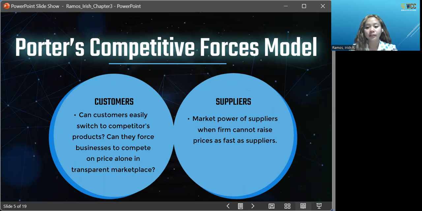Customers' power increases when they have the ability to quickly switch to a competitor's goods and services or pressure a company and its rivals to compete solely on price in a transparent market with little product difference. Lastly is the suppliers. Suppliers' ability to raise prices quickly can have a significant impact on a company's profits. The more diverse their suppliers are, the more influence they have over pricing, quality, and delivery schedules.